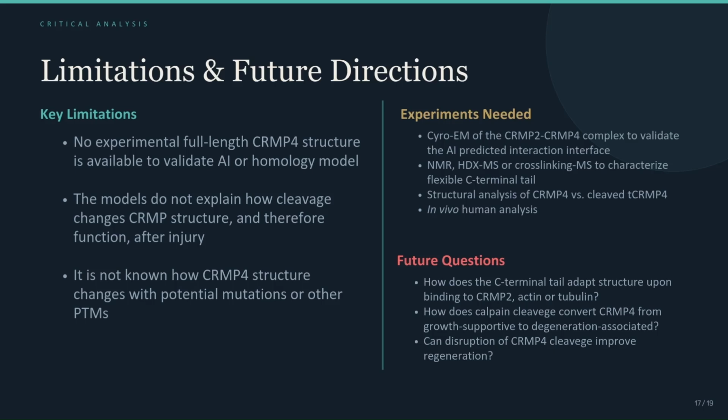The most useful next steps would be experimental structural approaches, especially cryo-EM of the CRMP2-4 complex, and solution-based methods such as NMR or mass spec to characterize the tail. A key future goal in this area of research would be to compare intact CRMP4 with cleaved tCRMP4 directly, because that could explain how proteolysis changes CRMP4 function and impacts neuronal health.